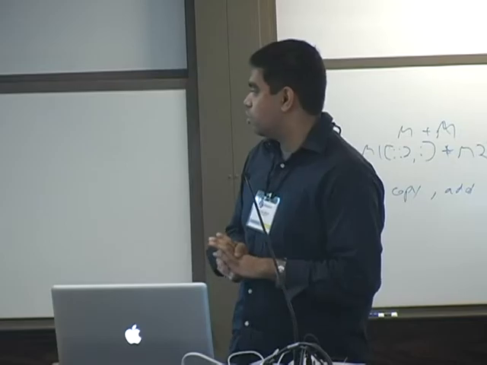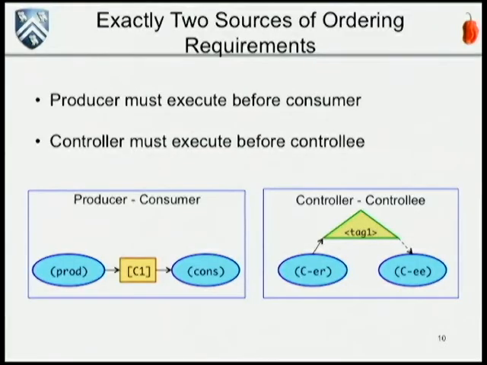OK, so then the two semantic constraints are producer-consumer, that's on the left, and controller-controllee, that's on the right. So the controller-controllee is when a step executes, it notifies the control collection that, oh, I'm done executing. You can spawn off more tasks. So these are just the two constraints you need.